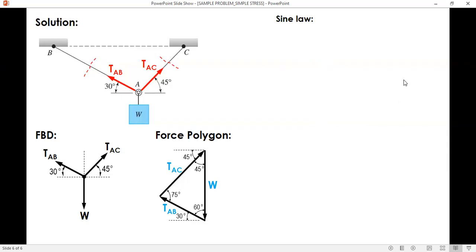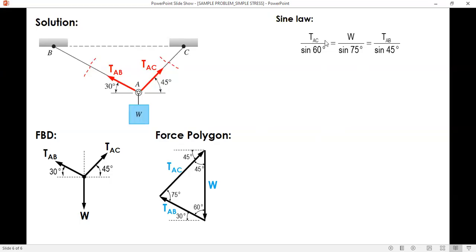So next is to use sine law, so that we can get the expression of TEB and TEC in terms of W. So sine law, one side over sine of opposite angle, and then same with the other side. So ratio, side over sine of opposite angle. TEC over sine of 60 degrees equal to W over sine of 75 degrees. And TEB over sine of 45 degrees.